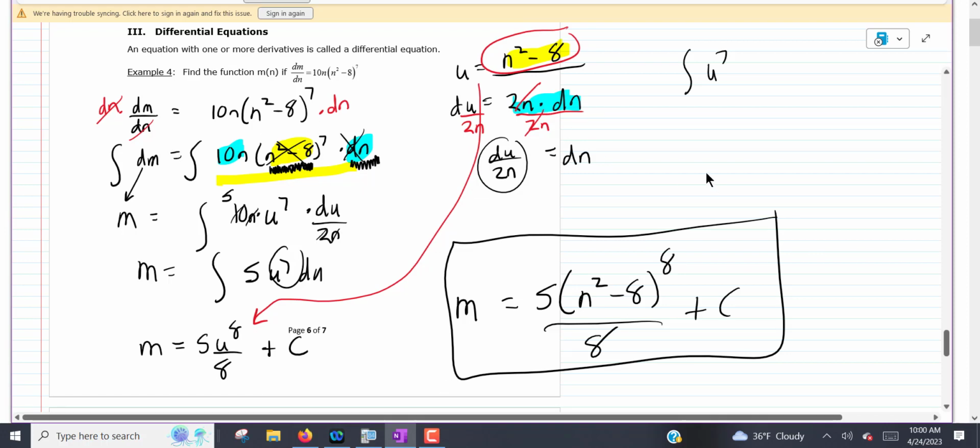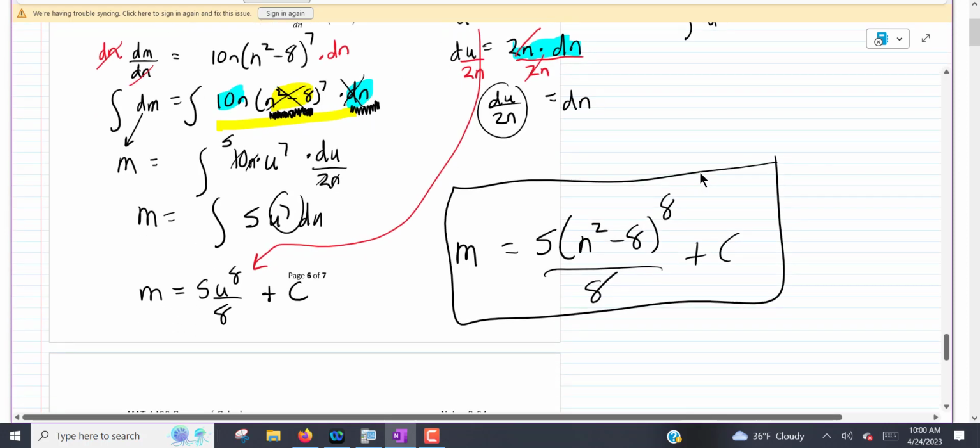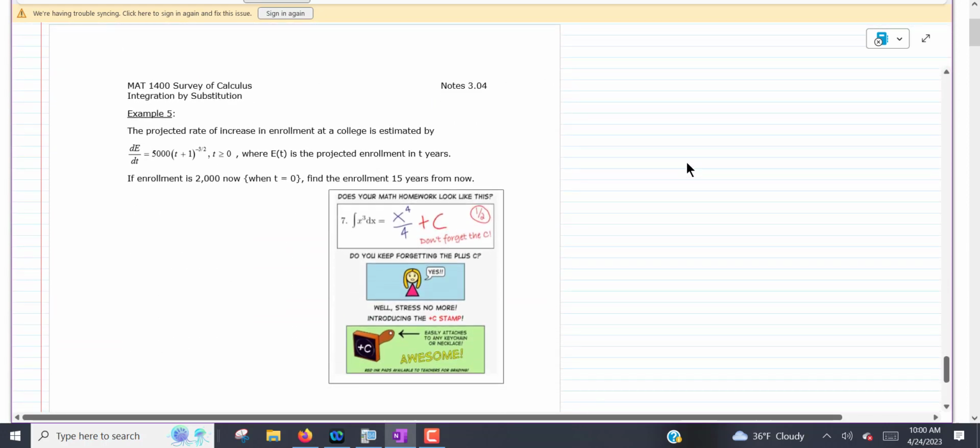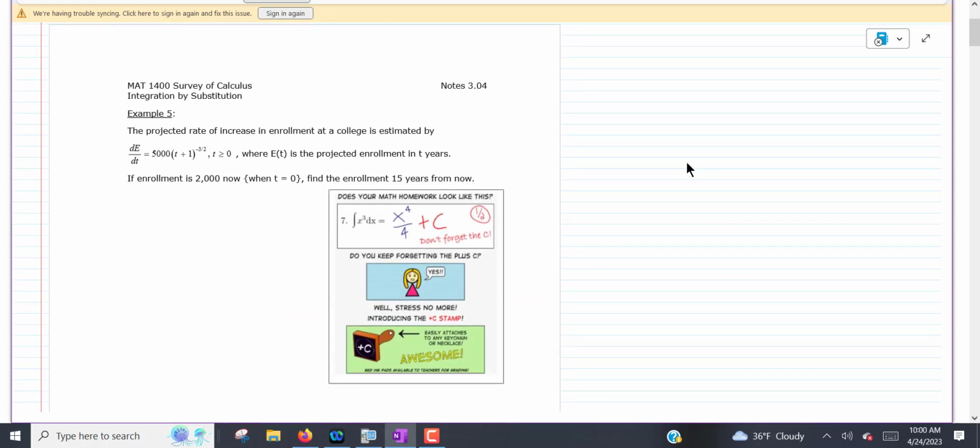And this next problem has got one extra little twist in it. So this one, what you're doing is you are given a derivative of enrollment. That E is representing the enrollment in a college. So that's going to be dE over dt equals 500t plus 1 to the negative 3 halves. What we're going to do on this is ultimately find the enrollment in 15 years. So the first thing you have to do is find what E is.